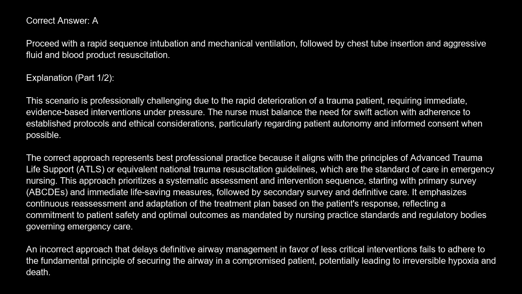The correct answer is A. Proceed with a rapid sequence intubation and mechanical ventilation, followed by chest tube insertion and aggressive fluid and blood product resuscitation. Explanation: this scenario is professionally challenging due to the rapid deterioration of a trauma patient, requiring immediate, evidence-based interventions under pressure. The nurse must balance the need for swift action with adherence to established protocols and ethical considerations, particularly regarding patient autonomy and informed consent when possible.